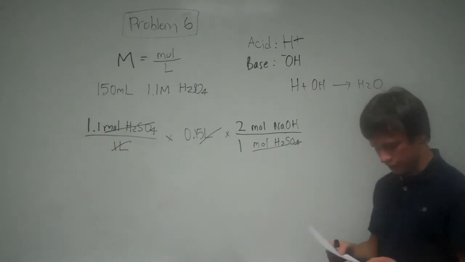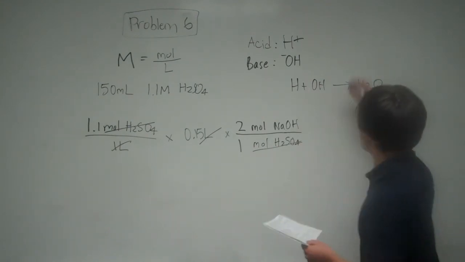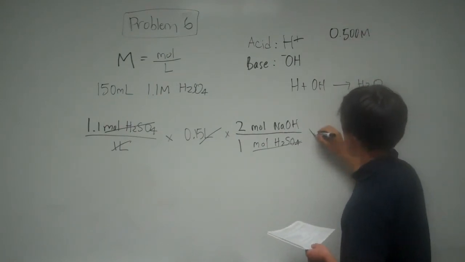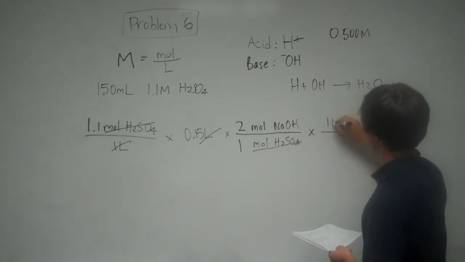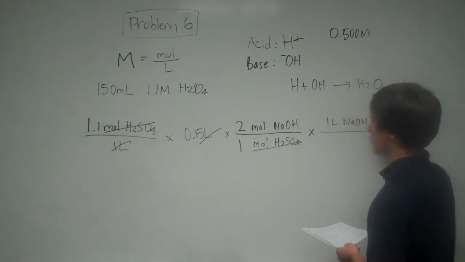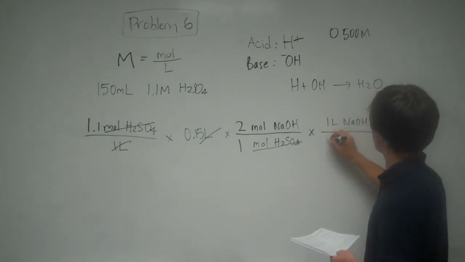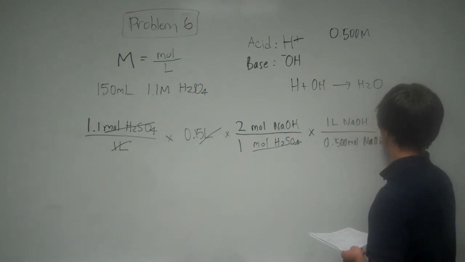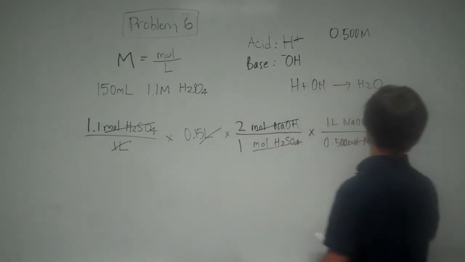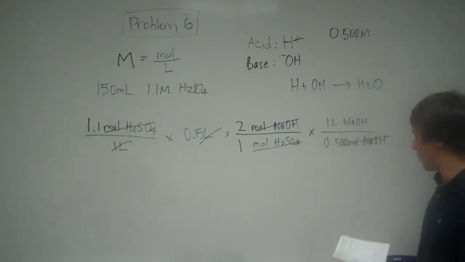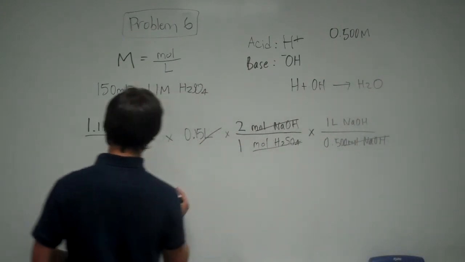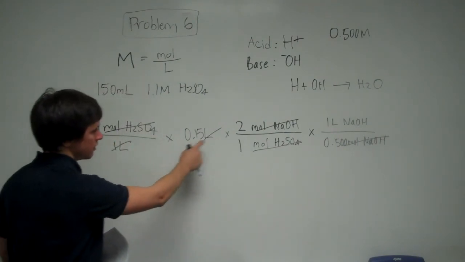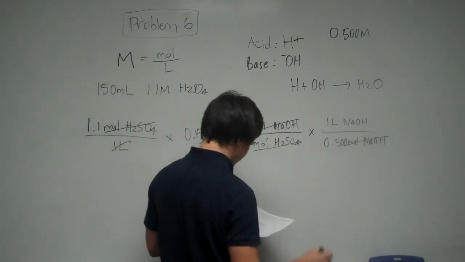And they told us that the solution of NaOH is 0.500 molar. So that means that in every 1 liter of NaOH, you're going to have 0.500 moles of NaOH. So this and this are going to cancel out once again, and you're going to be left with liters of NaOH, which is exactly what you wanted. So your calculation is 1.1 times 0.15 times 2 divided by 0.500.